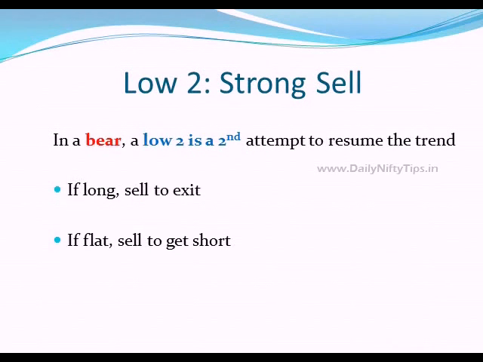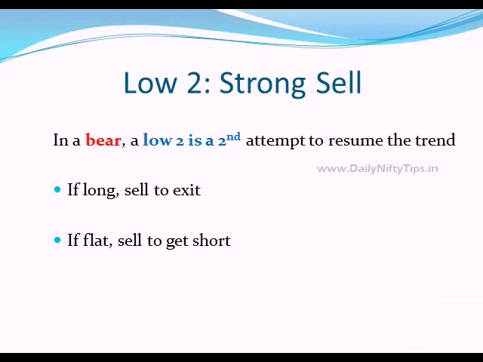In a bear, a low 2 is a second attempt to resume the bear trend. If the person's bottom picking and they're long and the market goes up and then triggers a low 1, they might hold long. If it goes up again a second time and turns down a second time, triggering a low 2, most of those early bulls will exit. They would have given the market 2 different chances to go up, and if it failed both times, they would be concerned that the bear would be resuming, and they would exit when the low 2 triggered.